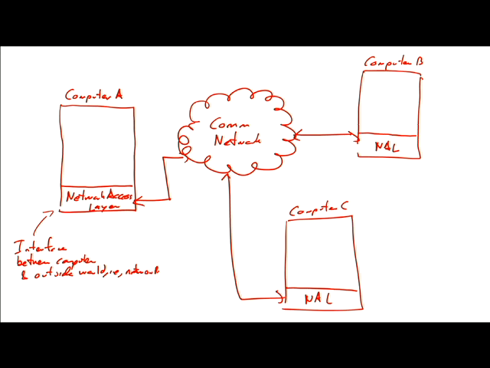Okay, that cloud diagram. Second, this layer also provides the network with the address of the target computer it wants to communicate to. So it provides the network with the target computer address.